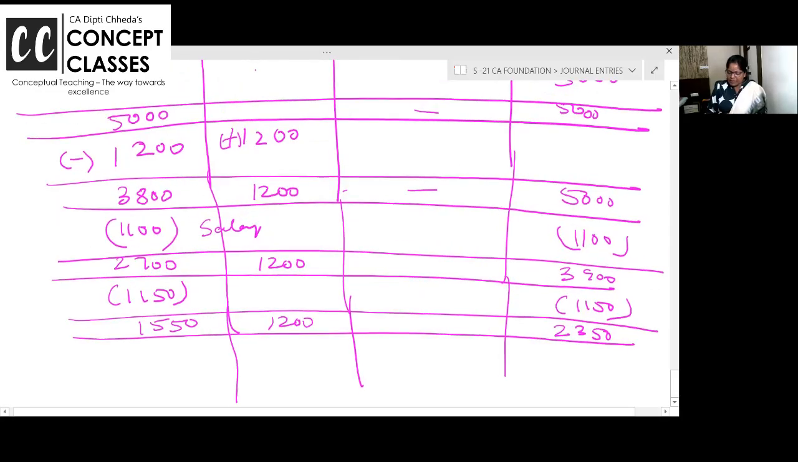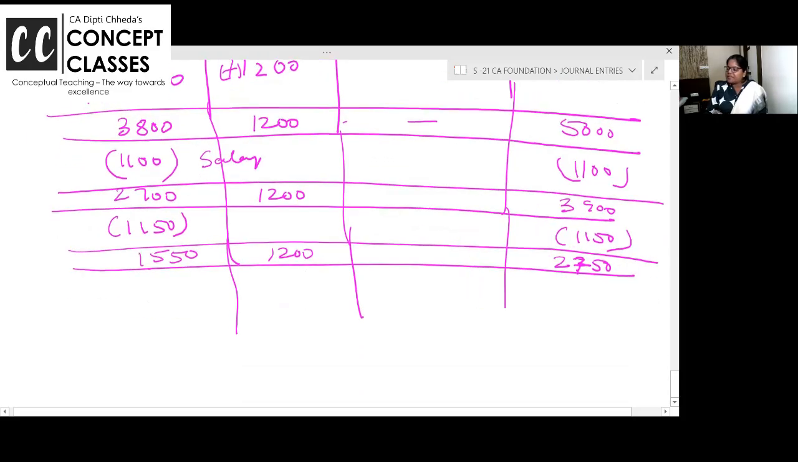Is the total correct? Is there any difference? 3,900 minus 1150, 2750. 2750, and this side 1550, and this is also 2750.